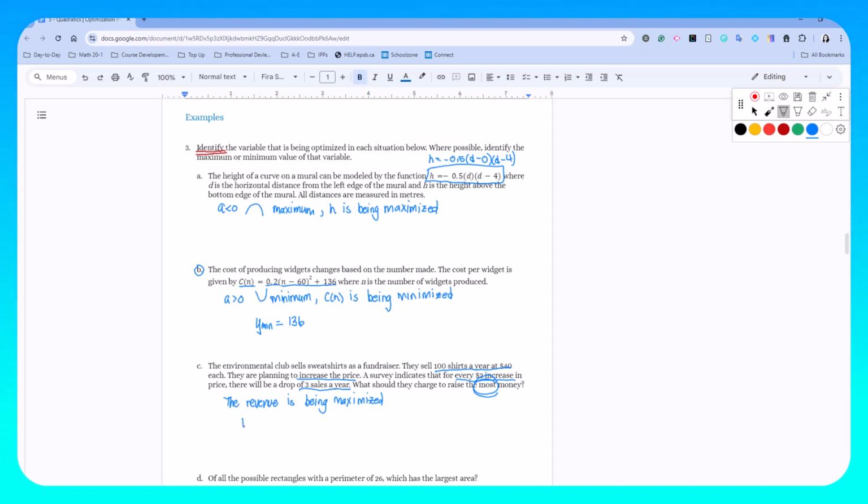In other words, we want to raise the price to make the most money. And again, no equation is given. The information doesn't tell us what the maximum is, so we're just going to move on to D.